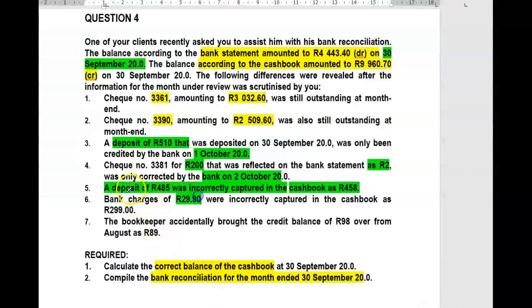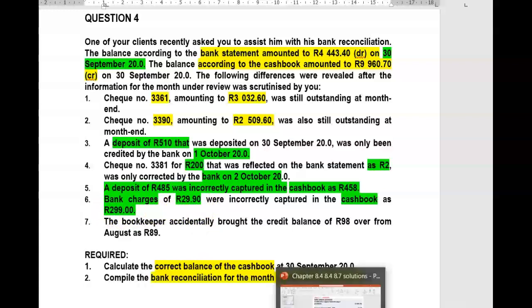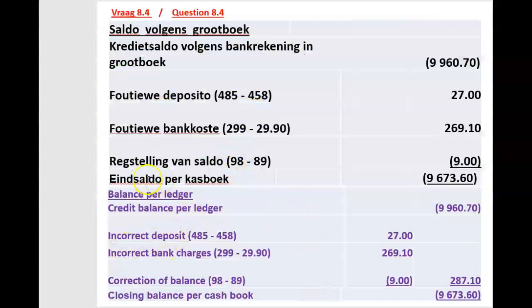Bank charges of 29 Rand and 90 cents were incorrectly captured in the cash book as 299 Rand. Who made the mistake? We made the mistake, so we have to rectify it. We have recorded 299 Rand as bank charges, so we passed a credit of 299 Rand against our bank account. It should only have been 29 Rand and 90 cents. So to rectify that, we need a debit on our bank account of 269.10.